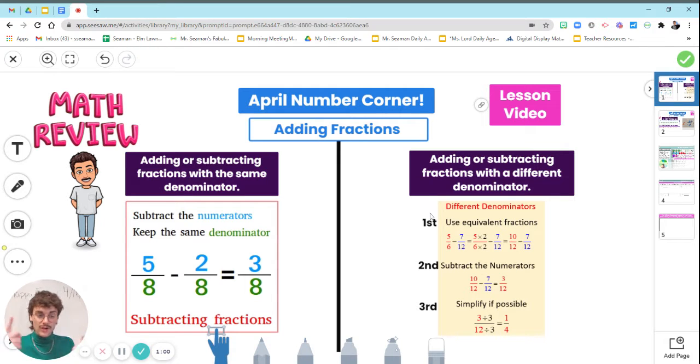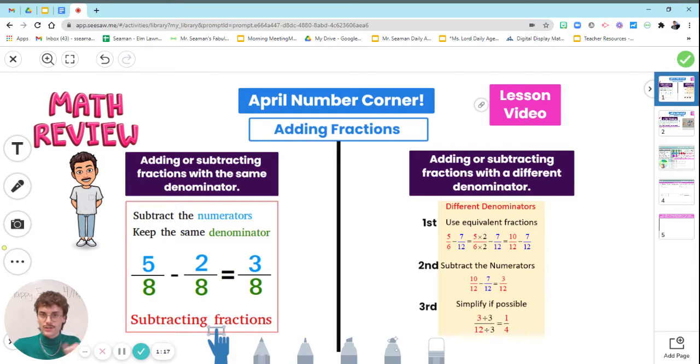What you do is you find equivalent fractions. That is our first step. Once you have equivalent fractions, then you just do the same thing with this step here, and you subtract the numerators or add the numerators, and then simplify if possible.